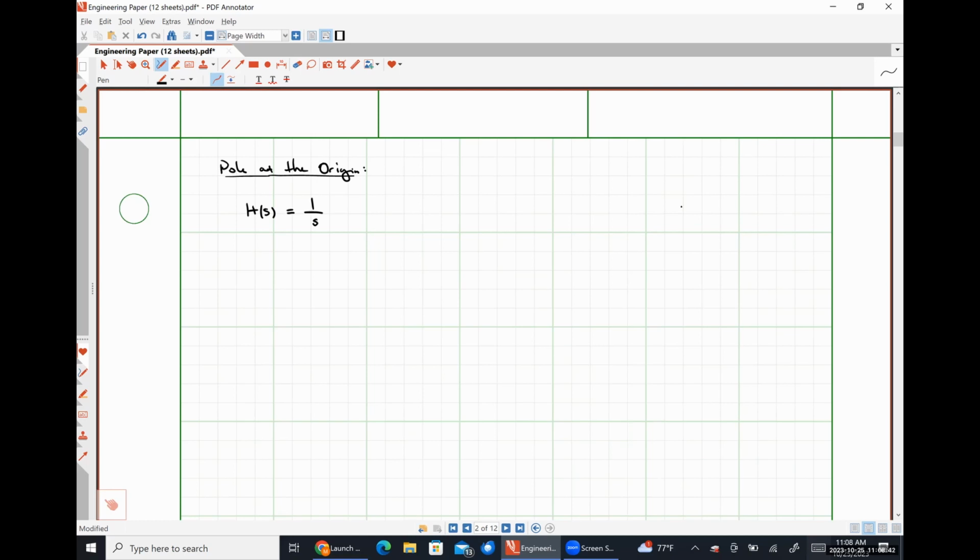So let's say that I have s here, and then H of s here, and then H of s measured in decibels here, or 20 log of H of s. So let's say that s were 0.1. What would H of s be? 10. What would 20 log of H of s be? 20.